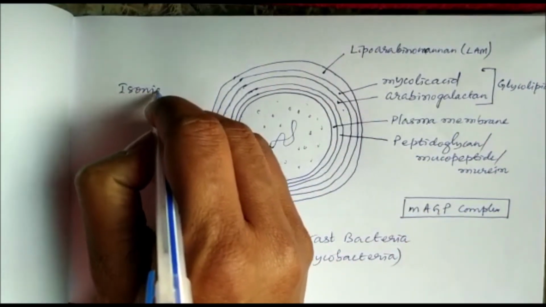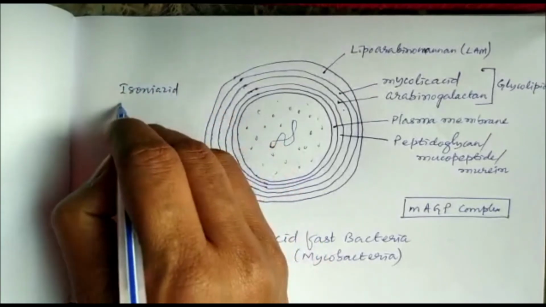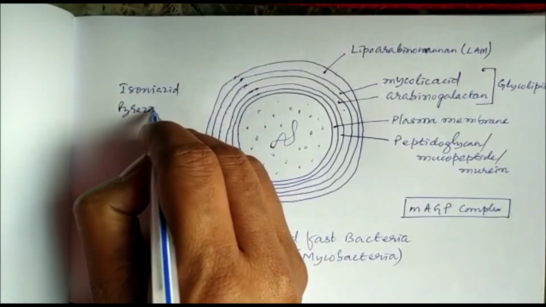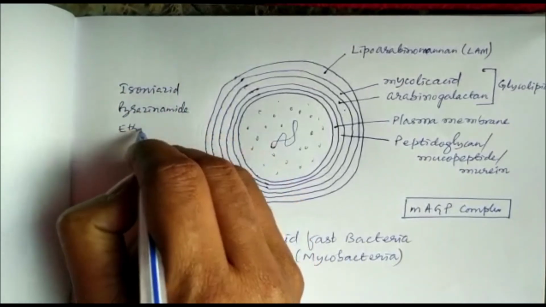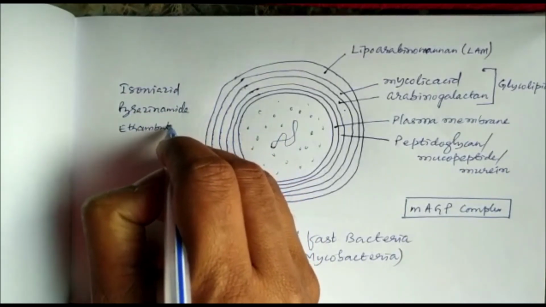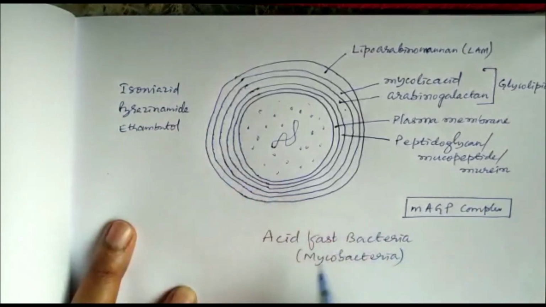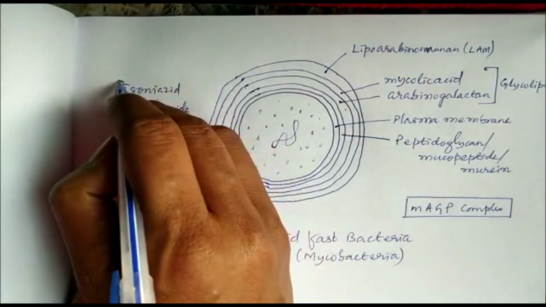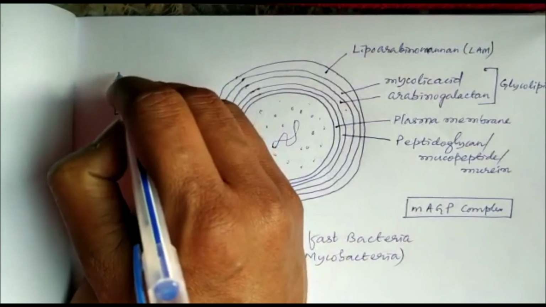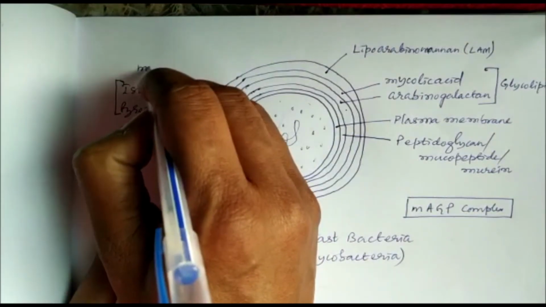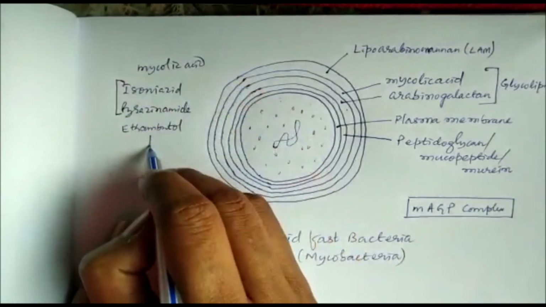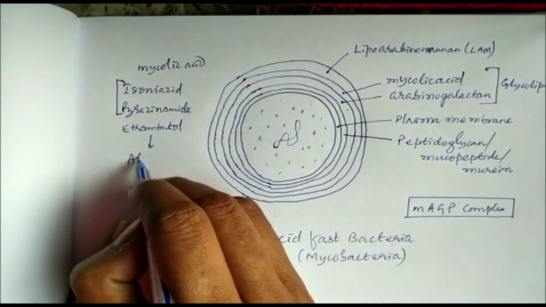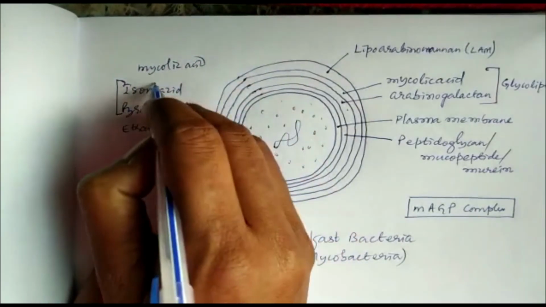So isoniazid and pyrazinamide and ethambutol, these are the three drugs which act on the mycobacterial cell wall. Isoniazid and pyrazinamide inhibit mycolic acid synthesis, and ethambutol inhibits arabinogalactan synthesis.